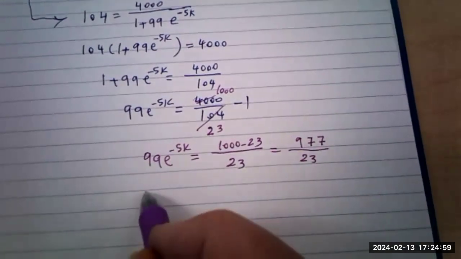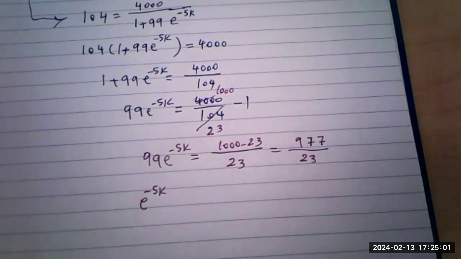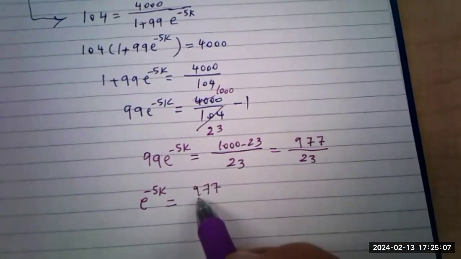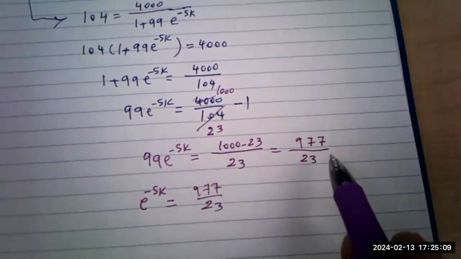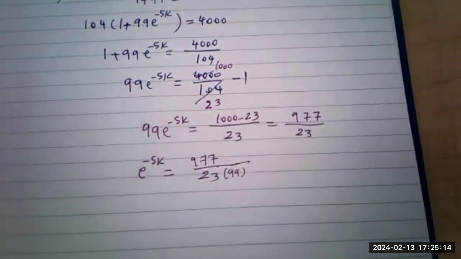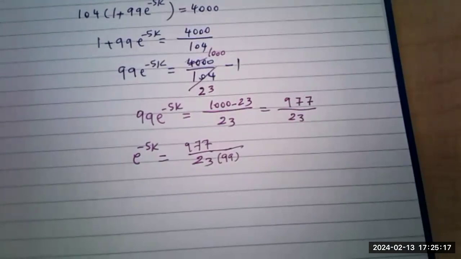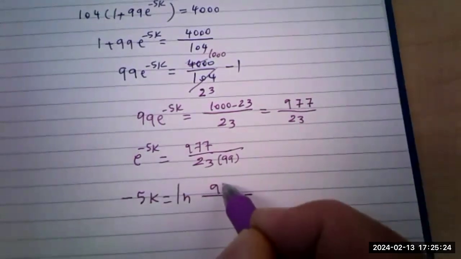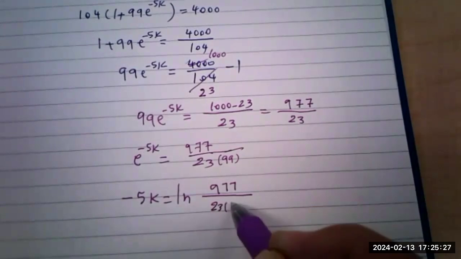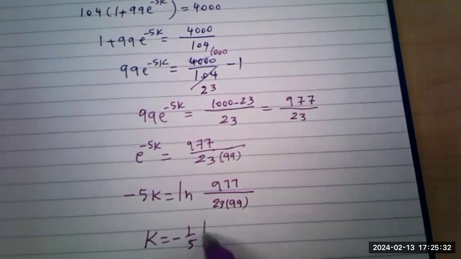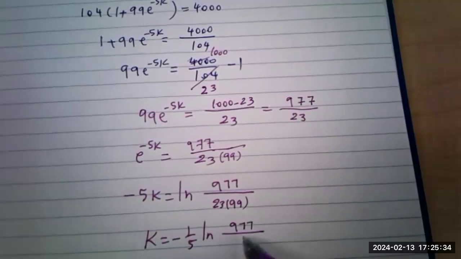And we get e to the negative 5k equals 977 over 23 divided by 99. You have to use your calculator to get this one. Take the ln on both sides. So negative 5k is going to be ln of 977 over 23 times 99, and k would be negative 1/5 times ln of that number.